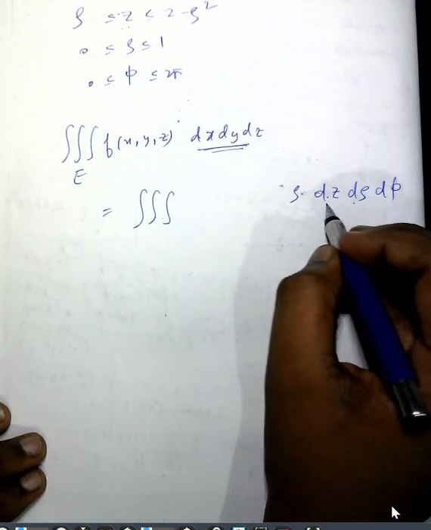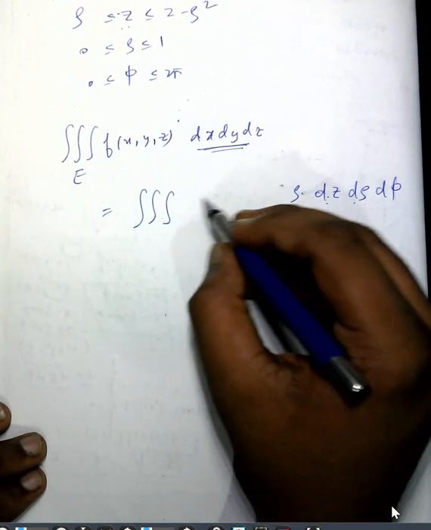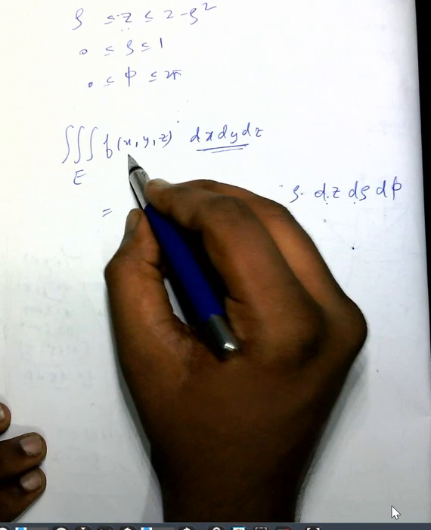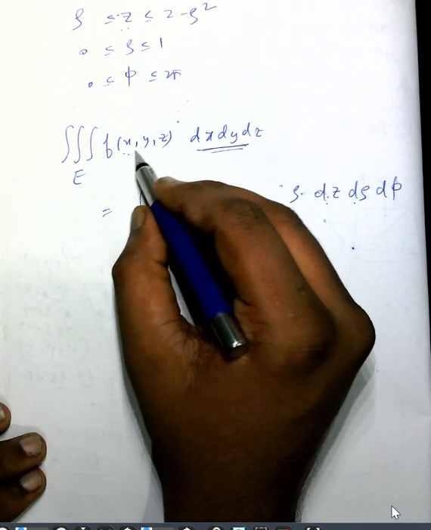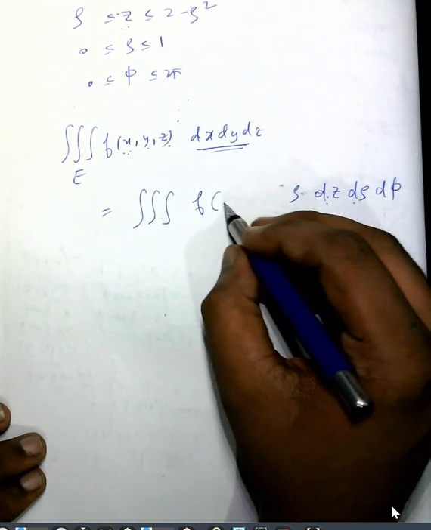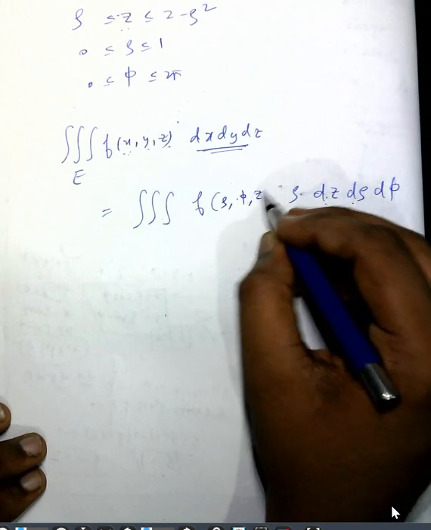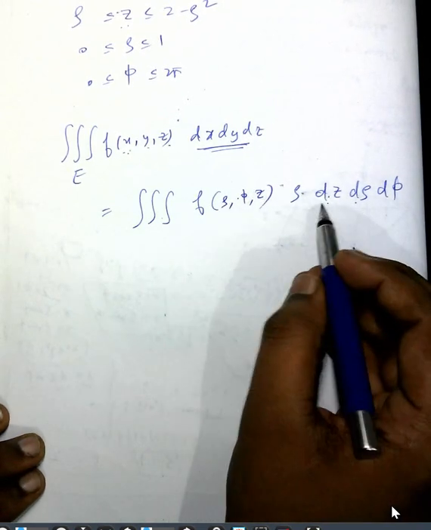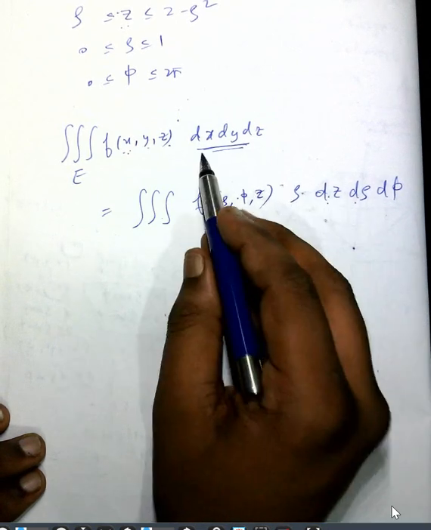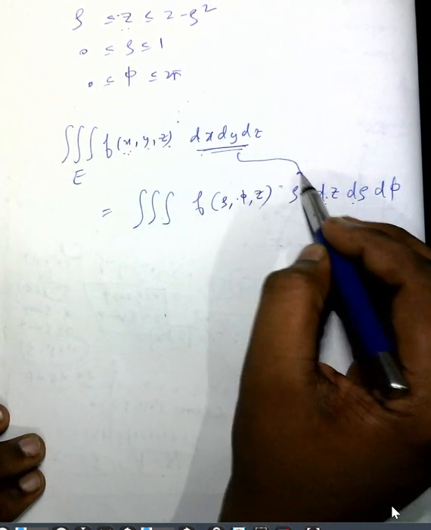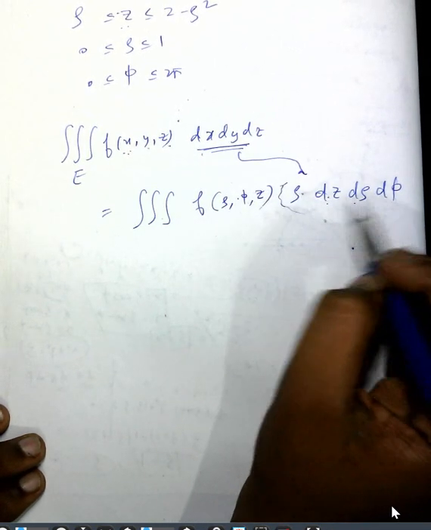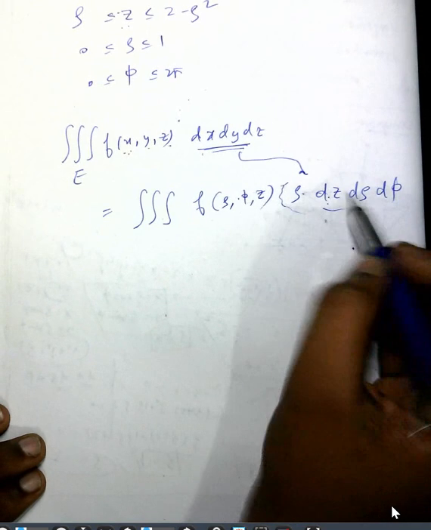Whatever the function f is, you should not be writing the function in terms of x, y and z. Instead you should be writing the function in terms of rho, phi and z. And instead of dx, dy, dz, we have used rho dz d rho d phi, which is the volume element.